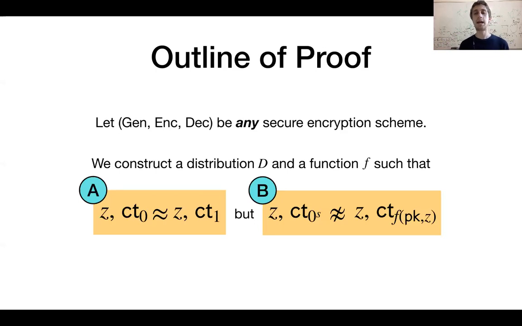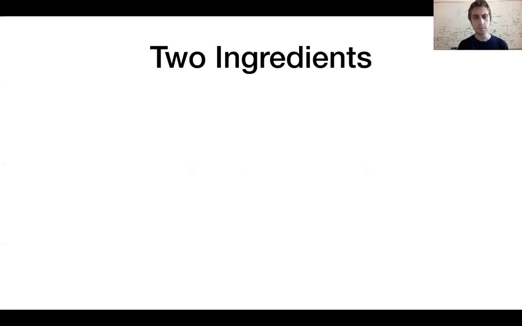But at the same time, it actually is possible to distinguish ciphertexts of this function f on the public key and auxiliary input from ciphertext of the all 0 string. So this is what we need to show in this proof, and this is what we'll do.